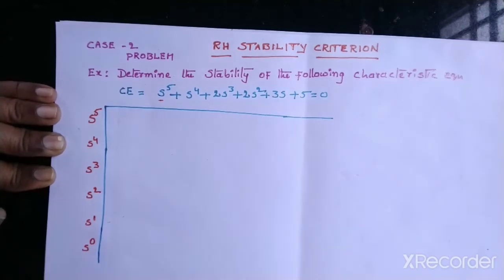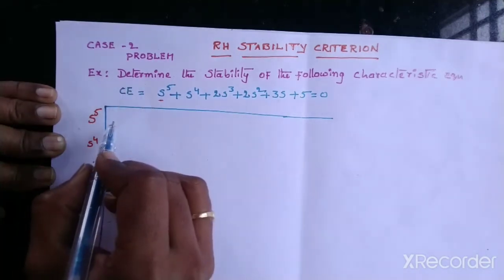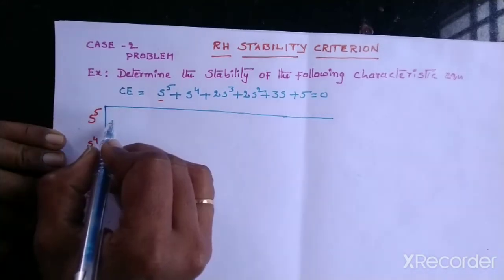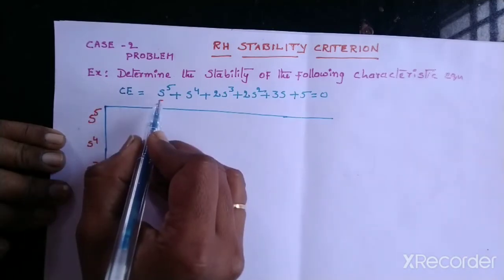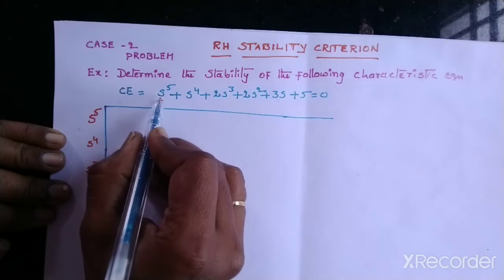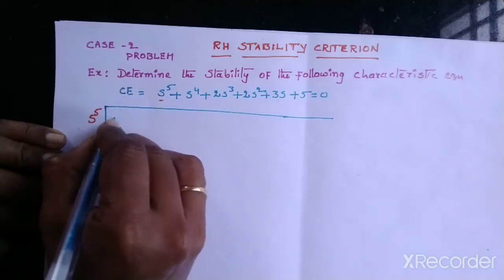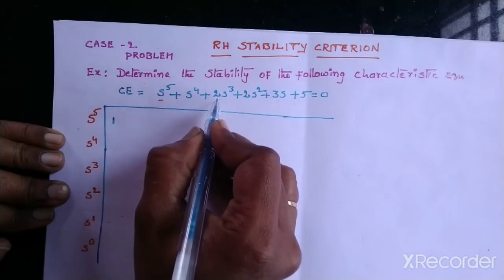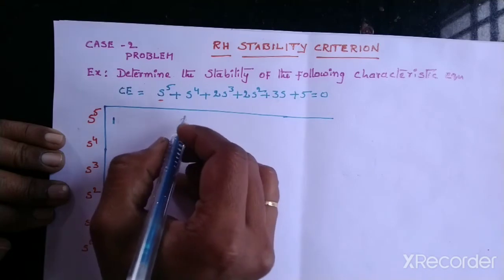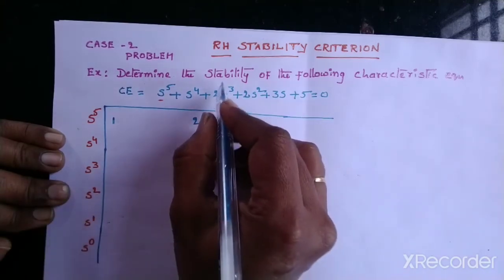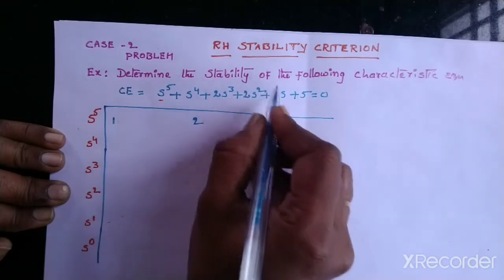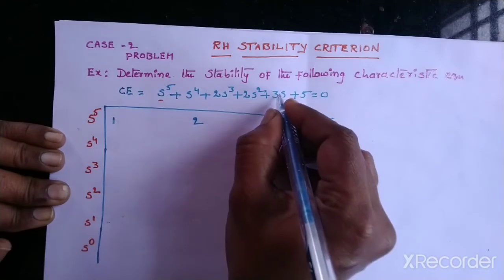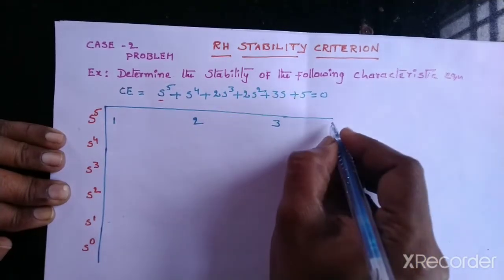Now, I have to calculate each and every row's elements. First row elements. To calculate the first row elements, which is the highest order? S to the power of 5, and the coefficient of that term is 1. Next we need to jump to the alternative term. Here the alternative term is 2s cube, and the coefficient is 2. Now, the next alternating term is 3s, and the coefficient is 3. There is no alternative term after this 3s. Therefore, I am writing here 0.